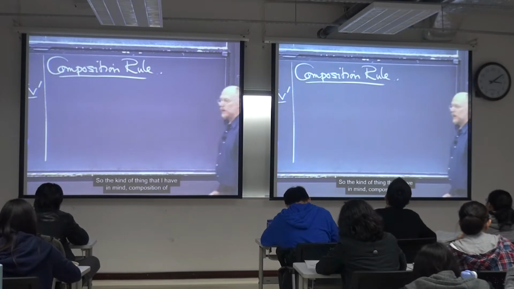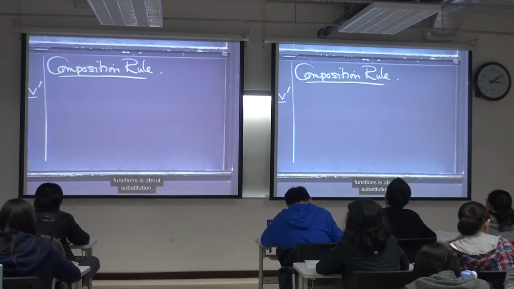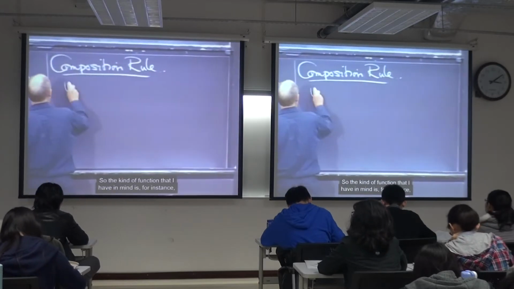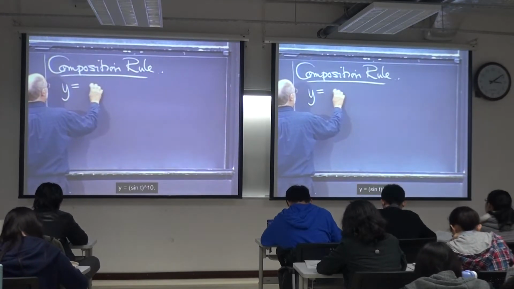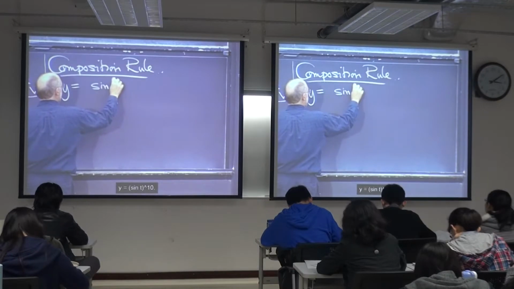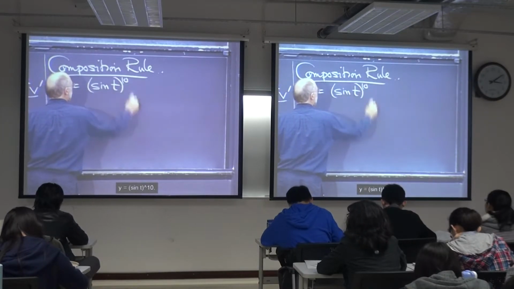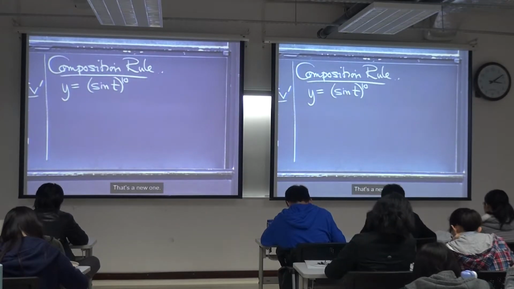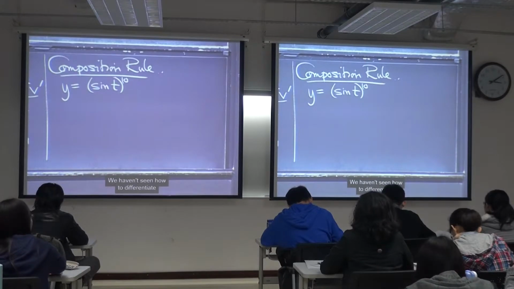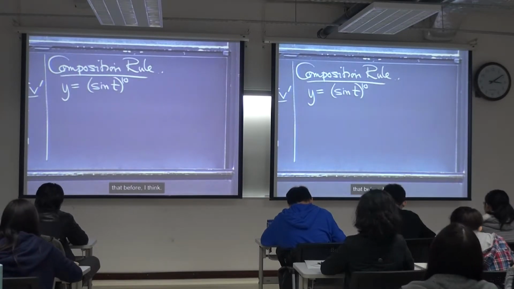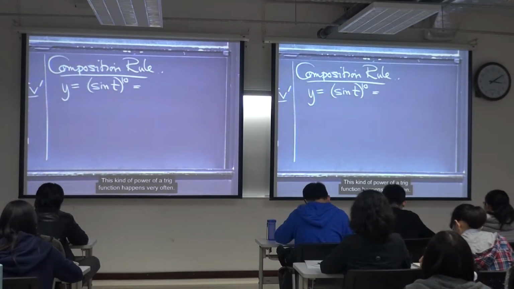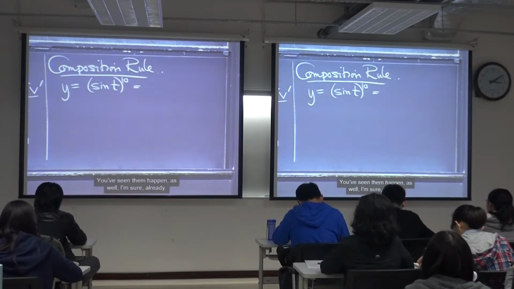So the kind of thing that I have in mind, composition of functions is about substitution. So the kind of function that I have in mind is, for instance, y is the sine of t raised to the 10th power. That's a new one. Haven't seen how to differentiate that before, I think. This kind of power of a trig function happens very often. You've seen them happen as well, I'm sure already.